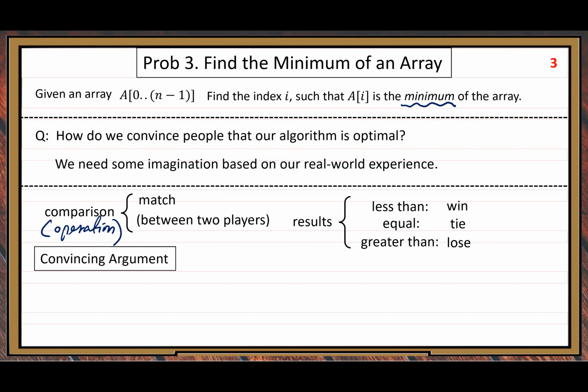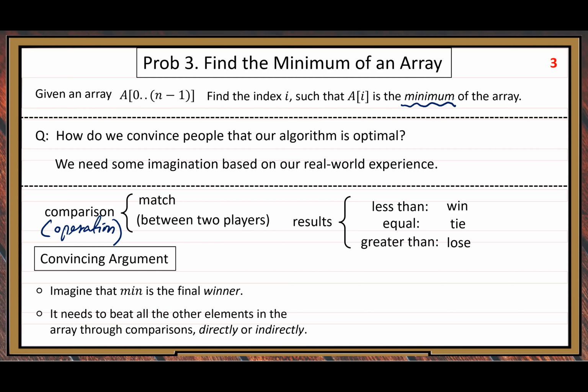All right. Now it is time I make this convincing argument. There are several steps, so I hope you can follow my statements one by one. The first one: imagine that the minimum is the final winner, the smallest one. That corresponds to some player in a sports tournament, and that player should be the final winner.